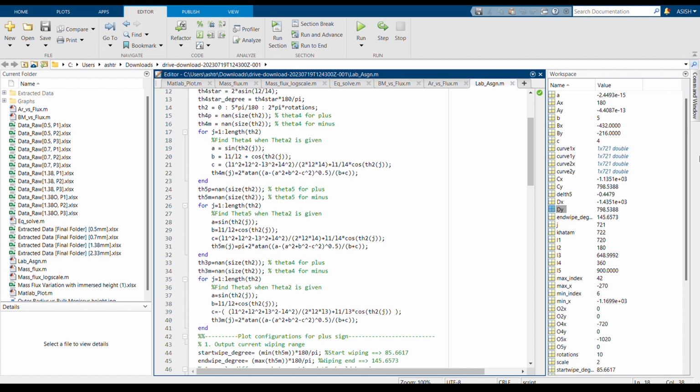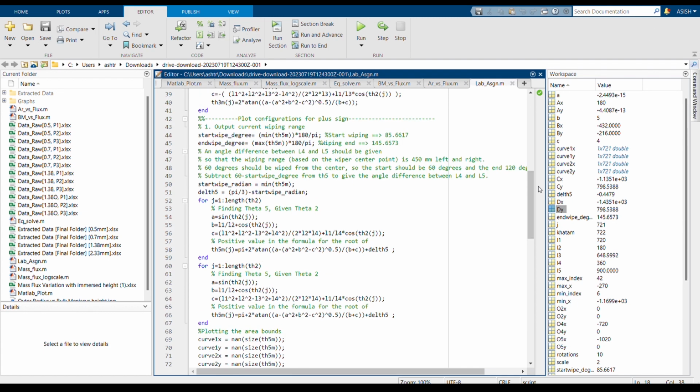Now, coming to the third part, the wiping range calculation. The code determines the wiping range of the windscreen wiper considering constraints on link 5. The wiping range is calculated as the difference between the maximum and the minimum angular positions of link 5.